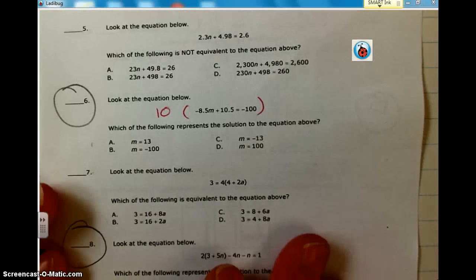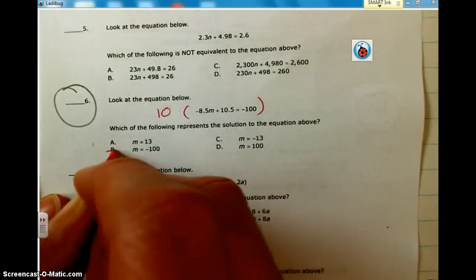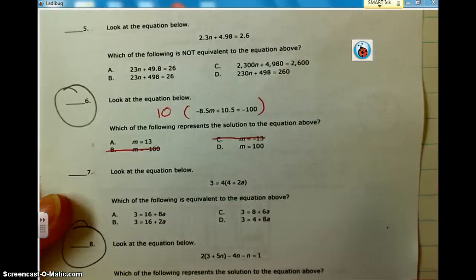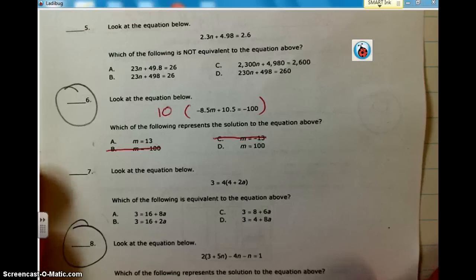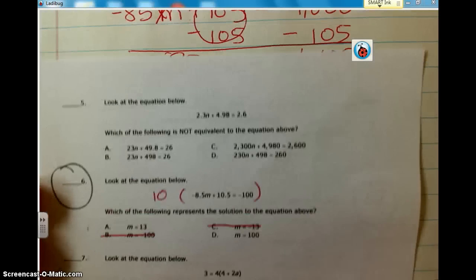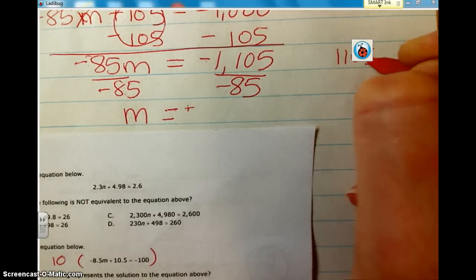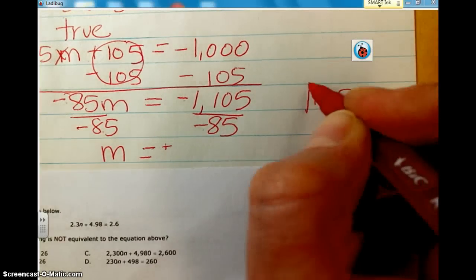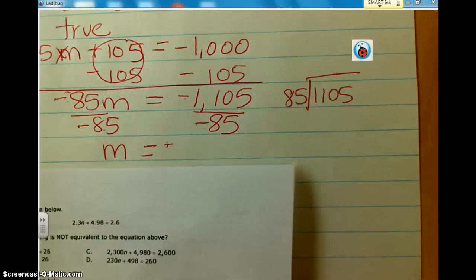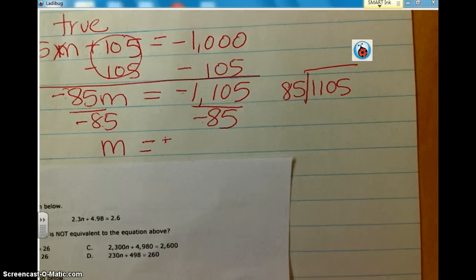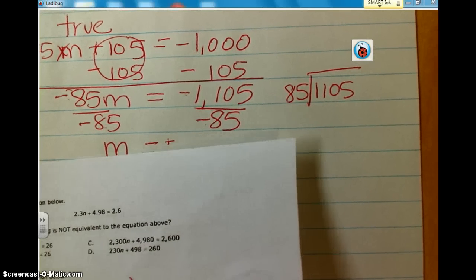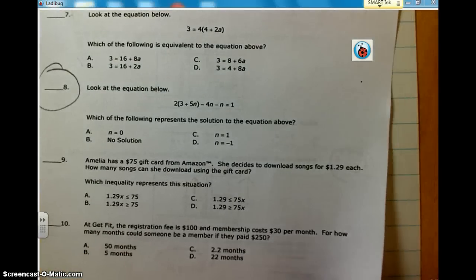When I look back at my answer choices, I'm going to eliminate answer choice B and answer choice C because those are both negative numbers. Now I have to decide if I take 1105 and divide it by 85. Some of us really are not strong with division. So let's take our answer choices and use them to our advantage.